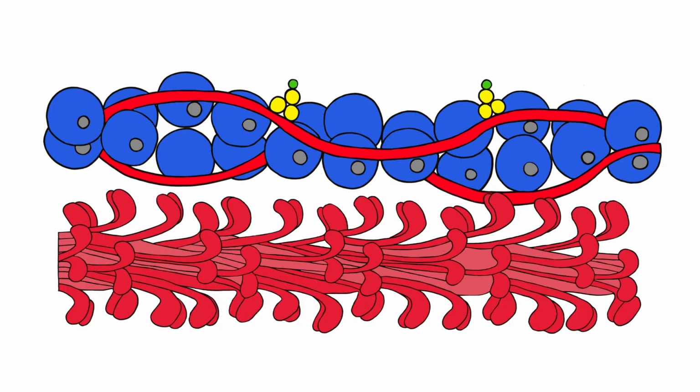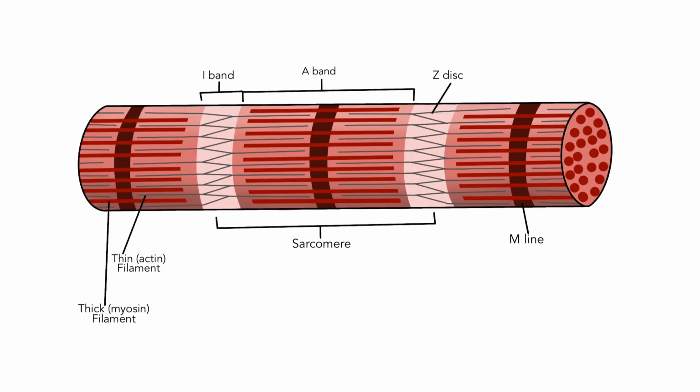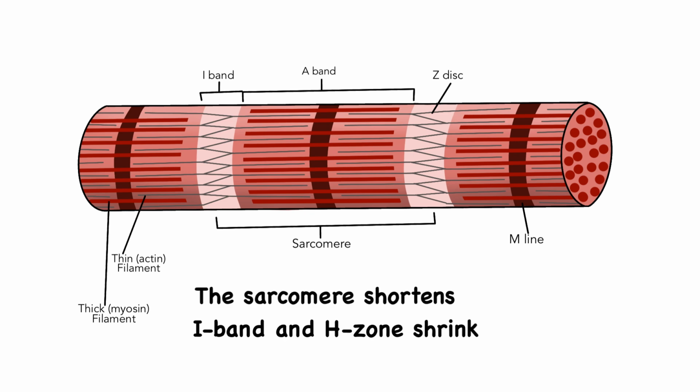As millions of myosin heads cycle through this process in synchrony, the thin filaments slide deeper into the A band. This causes the sarcomere to shorten, the I band and H zone shrink, and the Z discs move closer together. Importantly, the A band doesn't change because the thick filaments themselves stay the same length.